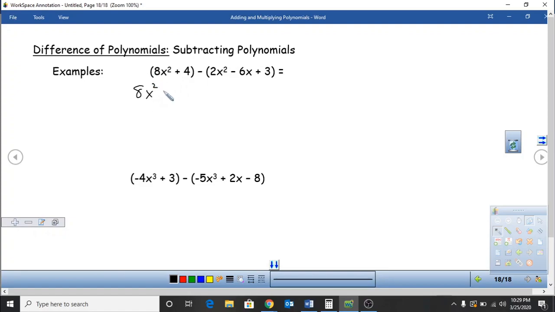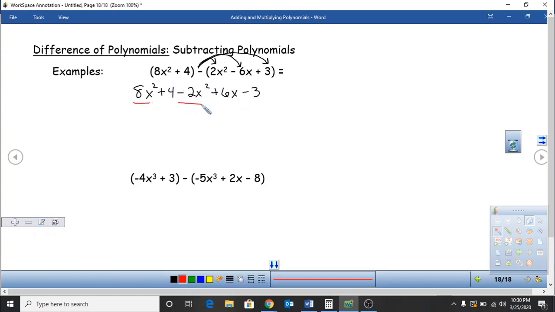All right, so I'm going to start by rewriting. So this is just 8x squared plus 4. There's no negative here, so I don't need to change anything. But this negative, I need to make sure that I distribute it to every single term. And when you distribute it, it's going to change the sign of everything. So what does that mean? Well, I have a 2x squared. There's a negative, so now it's going to become minus 2x squared. This negative 6x, now with the negative, is going to turn into a plus 6x. And then this plus 3, since it's being affected by the negative, is going to turn into a minus 3, all right?